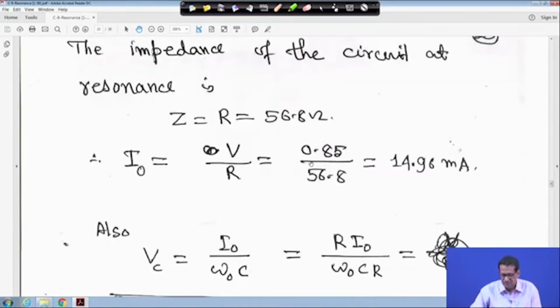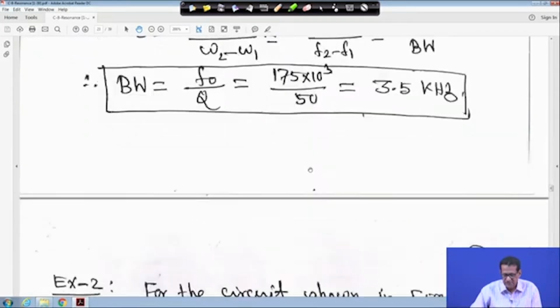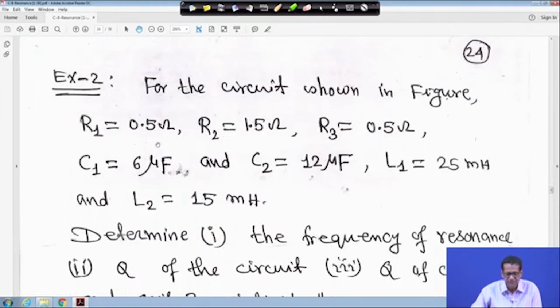Just check this. Next, for the circuit shown in the figure, R1 is equal to, I will show you the circuit.